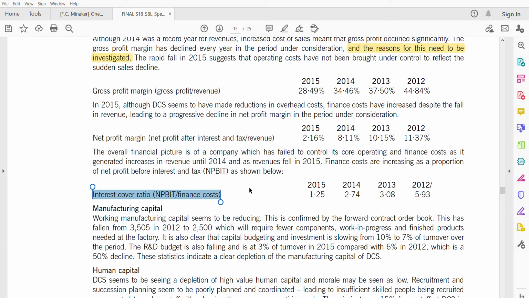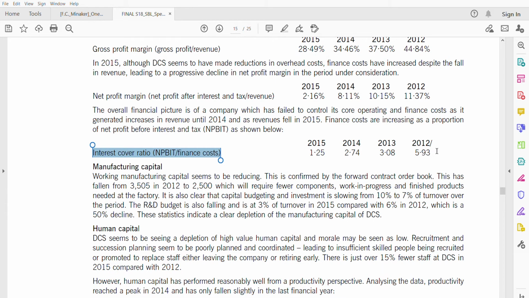What are the most appropriate ratios to calculate to analyze the performance of a company? You need very good judgment, by the way. So you can see the interest cover ratio reduced from 2005.93 to 1.25. And also they have given the formula: net profit before interest and tax divided by finance cost.